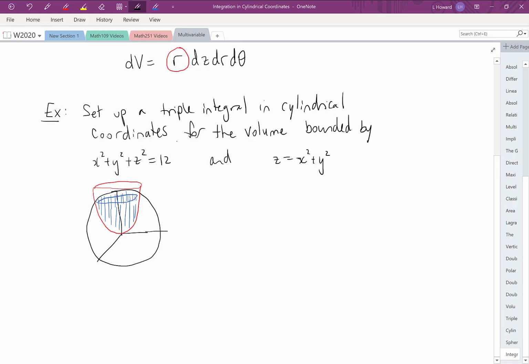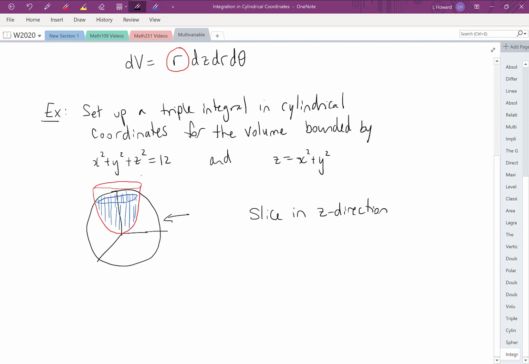Well, let's look back at dV for a second that we've got up at the top of the screen. The order of the variables is going to be interesting to us. So dV is going to be r dz dr d theta. We're going to think about the z direction first. So our goal is going to be to slice in the z direction. But remember that we're doing this in cylindrical coordinates. So we want to express everything in terms of z, r, and theta. We don't want to see any x's or y's in our equations. So let's see if we can find the equation of these two surfaces. We've got the sphere and the paraboloid to talk about.